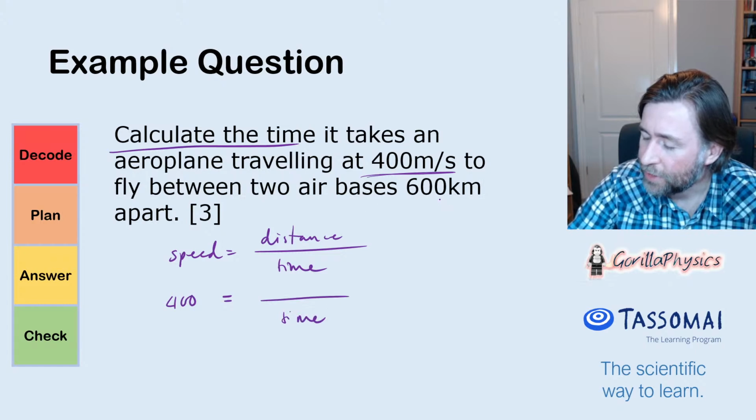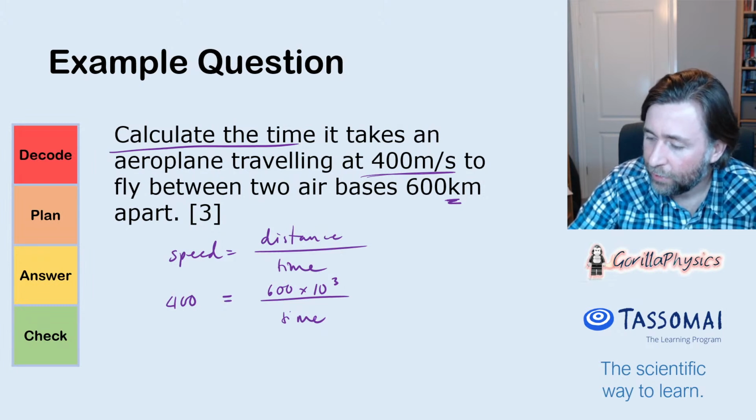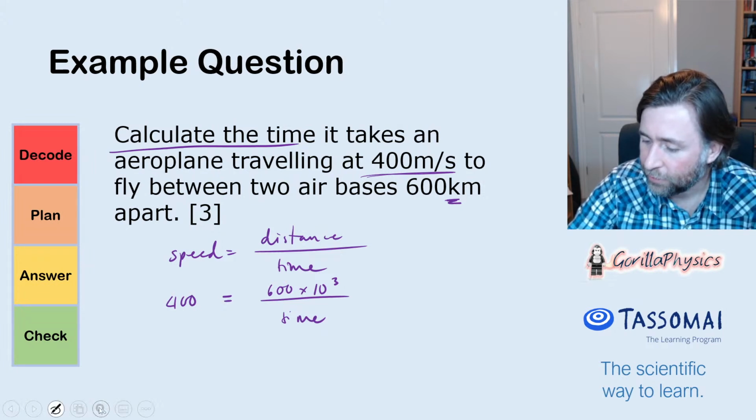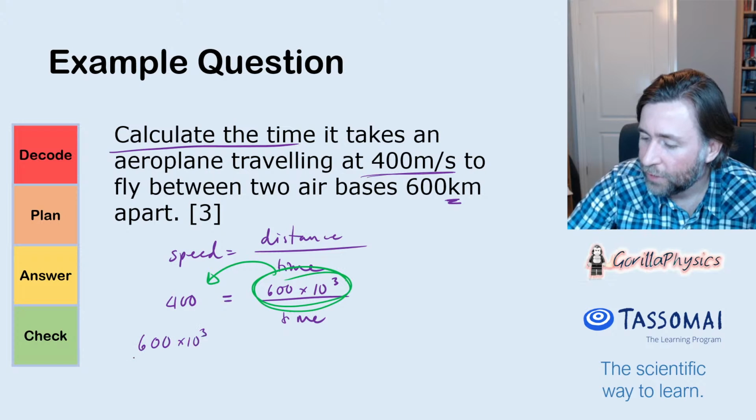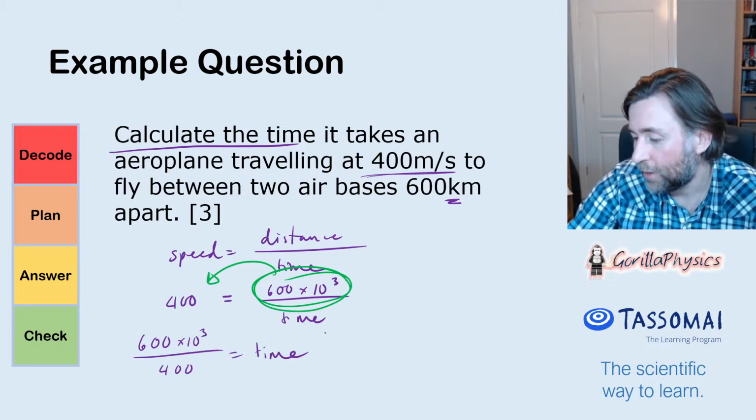The two air bases are 600 kilometers apart. Before we put that in, we should convert that to 600,000 meters. Now I'm going to rearrange. This is the trickiest rearranging step that you can do in GCSE. When you've got something on the bottom of a fraction, you move it to the top of a new fraction. It's the best way to think about that, I think. So 600 times 10 to the 3 divided by 400 gives us the time in seconds in this case.